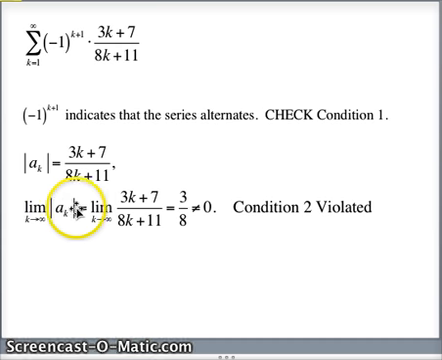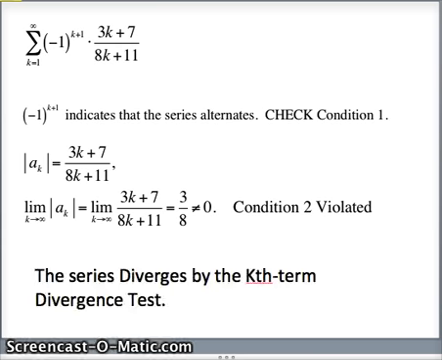The limit of the absolute values is not 0, which means the limit of a sub k also not 0. If the sequence does not converge to 0, what's our conclusion? The series diverges by the kth term divergence test. So the original series that we have is not conditionally convergent, is not absolutely convergent. It is actually a divergent series.